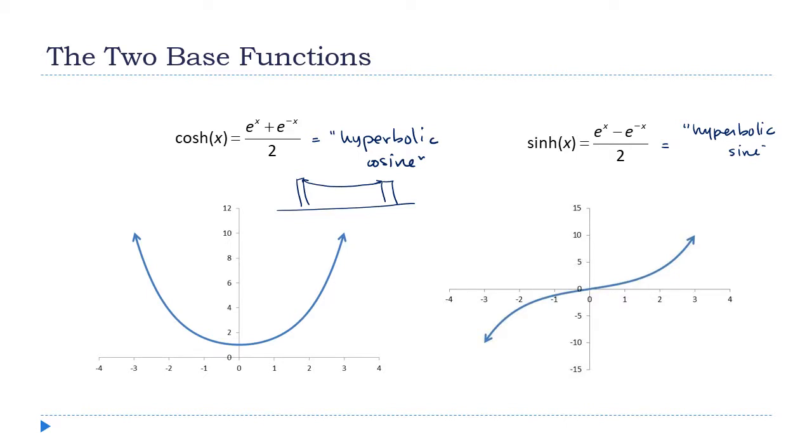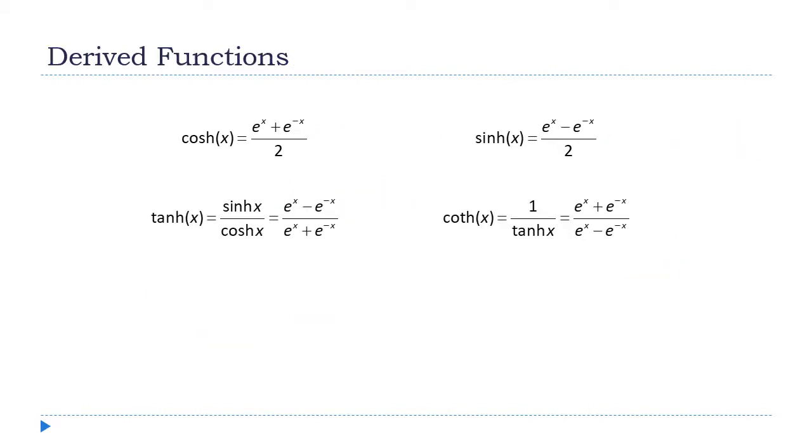Okay, so there are 4 more of these, and they're all defined in a very predictable way. The hyperbolic tangent is the hyperbolic sine divided by the hyperbolic cosine, and the hyperbolic cotangent is 1 divided by the hyperbolic tangent. And finally, we have the hyperbolic secant and cosecant. These last 4 are all defined in exactly the same way as their corresponding regular trig functions are defined. All right, so what I want to focus on in this class is the derivatives of these functions.